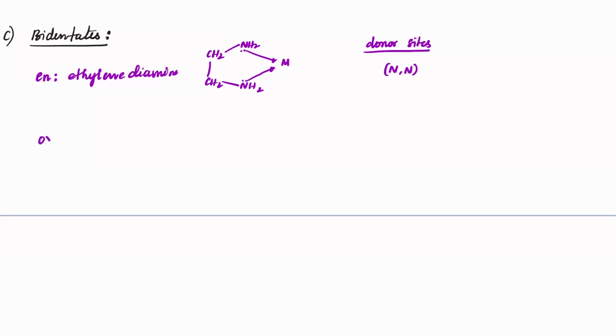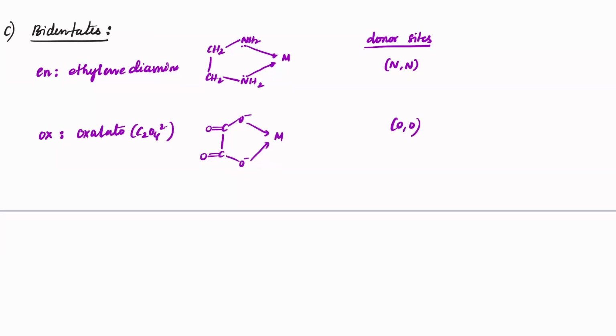Oxalate, the abbreviation is OX. So this is oxalato. It is C2O4 2 minus, but we generally write it as OX. So C double bond O connected with C double bond O, O minus and O minus, that is connected with the metal. So the donor sides are oxygen and oxygen. Both ends are oxygen. Got it?